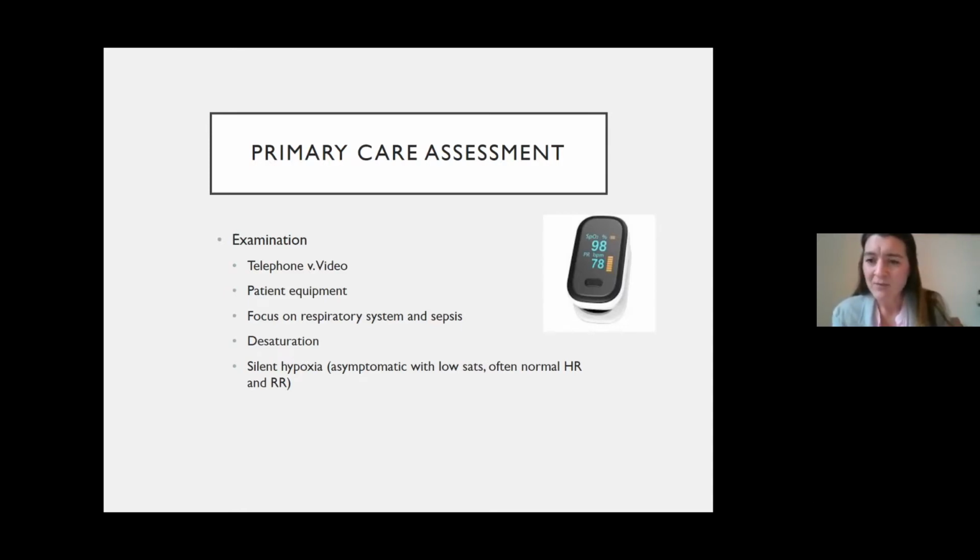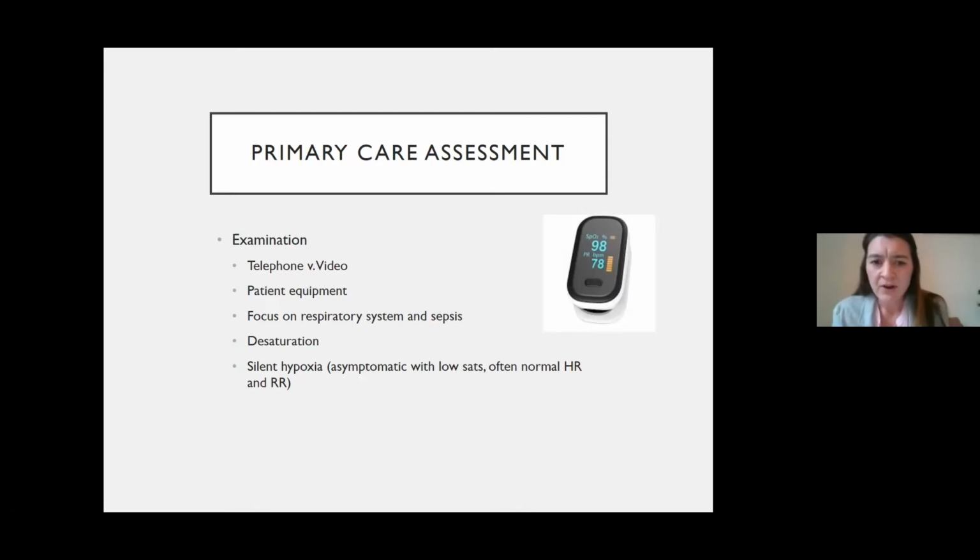Obviously, it's really important that we're safe when we're doing this, particularly if we are remotely assessing someone. And so anyone who has SATs of 93 and below, you should not do this from home. And I would suggest that it's not really safe at all below 92% because of the huge risk of desaturation.